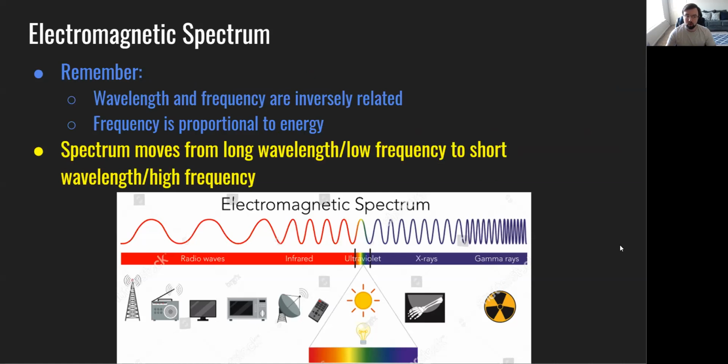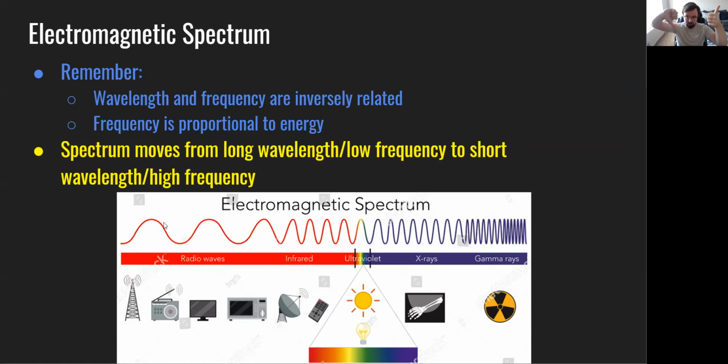Remember that wavelength and frequency are inversely related. So over here, you have a very long wavelength. If you have a long wavelength, you should be expecting a low frequency. So you have really spread out waves that don't happen very often. Long wavelength, low frequency. So the longer the wavelength, the lower the frequency.